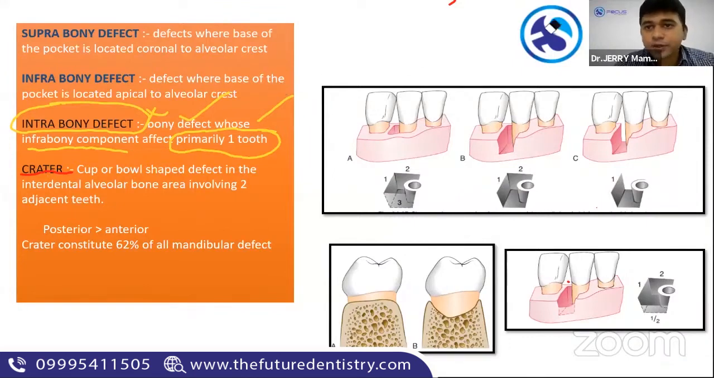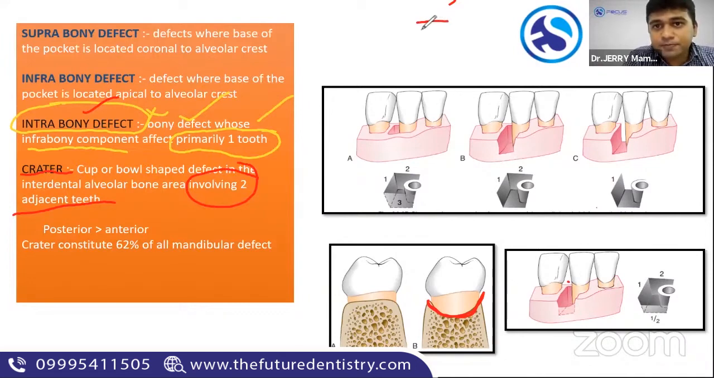Now moving on to the next one. Okay. So the next in your definition is the crater. Crater is nothing but a cup or a bowl-shaped deformity. Okay, bowl-shaped deformity. But what is it different from the intra-bony defects? It involves 2 adjacent teeth. That is why it is called a crater, but not classified under intra-bony.